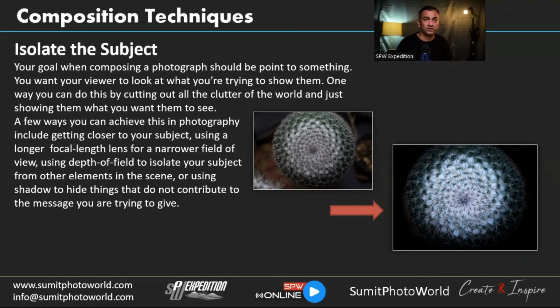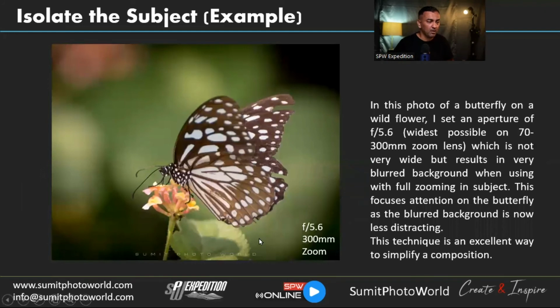These are the techniques. We can even use shadows. If you have your subject around shadows, you can use the shadows to cover or hide the distractions. That's how we can use this technique, isolating the subject. And this is just an example where I'm using a zoom lens, and with 300 mm I was able to isolate the subject. The tree behind the butterfly was, I believe, somewhere around 40 feet away. I was able to completely blur out that background with the zoom lens.